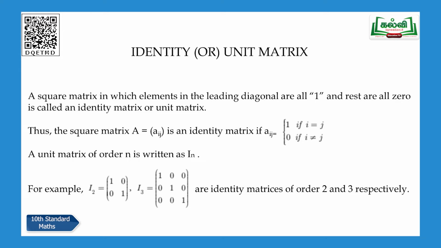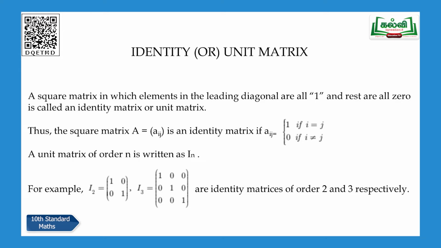So, identity or unit matrix. This is a square matrix in which elements in the leading diagonal are all 1 and the rest are all 0, called the identity matrix or unit matrix. So, a square matrix in which all the leading diagonals are all 1. We have seen that in the diagonal matrix the leading diagonal elements are different numbers, and in the scalar matrix all the diagonal elements are same. Now, we are seeing that leading diagonals are all ones, then it is known as identity or unit matrix.